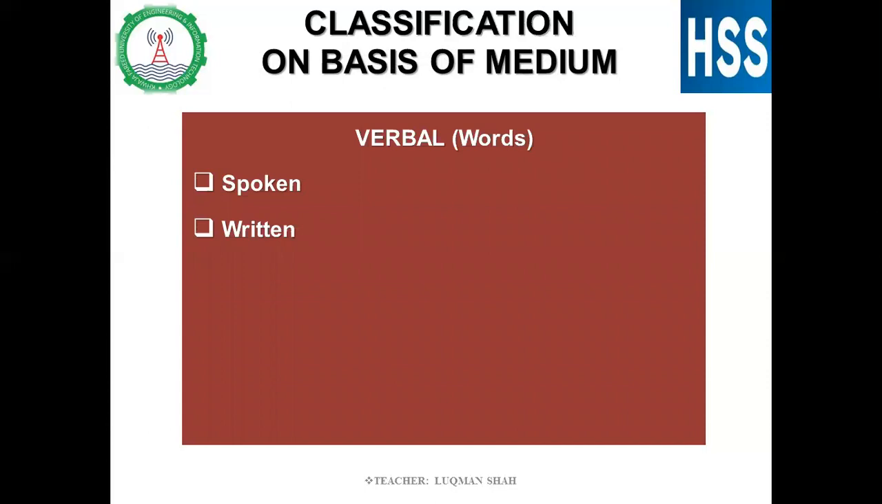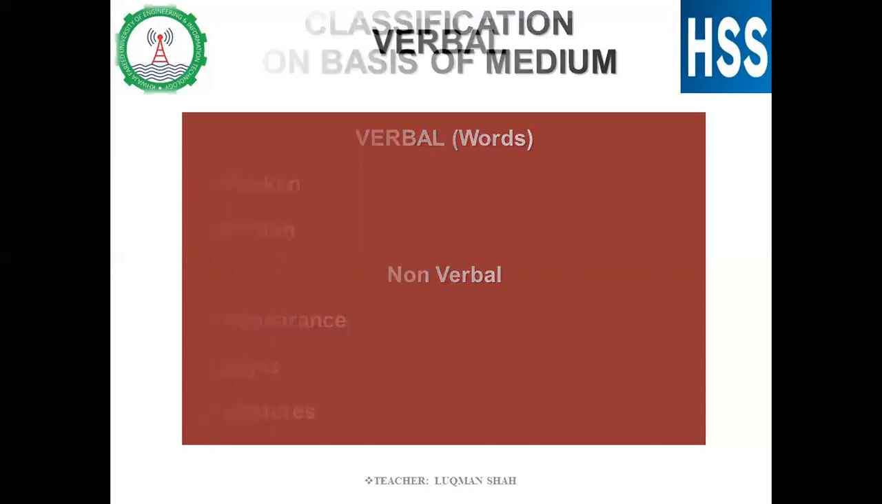Then classification on the basis of medium. The first is verbal, when there is the use of words. So we are in the domain of verbal communication, and verbal communication can be carried out through spoken or written form. Then non-verbal: the appearance, the signs, the gestures, the symbols, all are included in non-verbal communication.